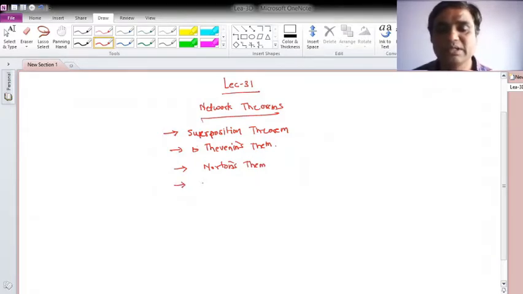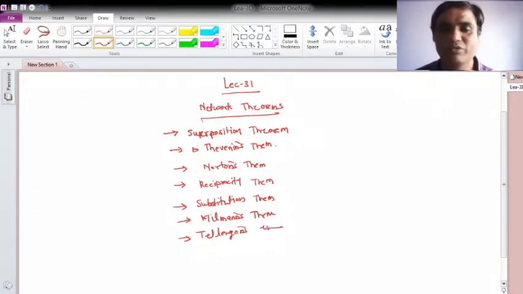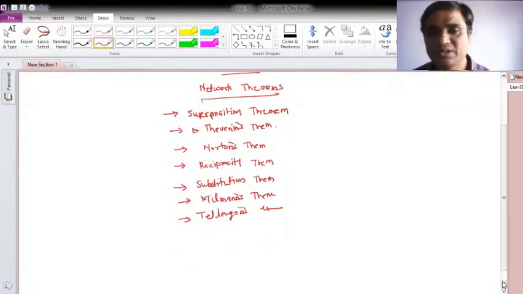Then we will see the reciprocity theorem, which is also somewhat used for the simplification purpose. Then we will have the substitution theorem. Then we will see the Millman's theorem. And at last we will see the Tellegen's theorem. Basically this we already covered, but we will formally define this theorem also. Okay, so let's start with first the superposition theorem.